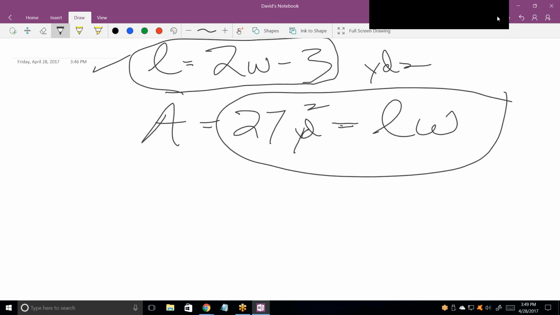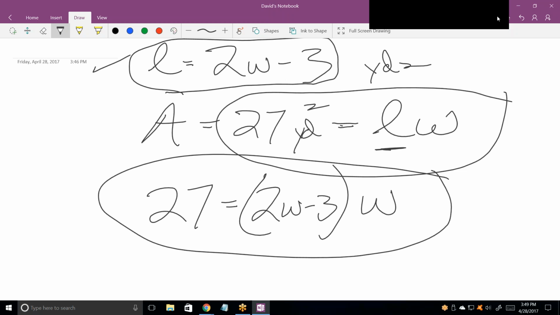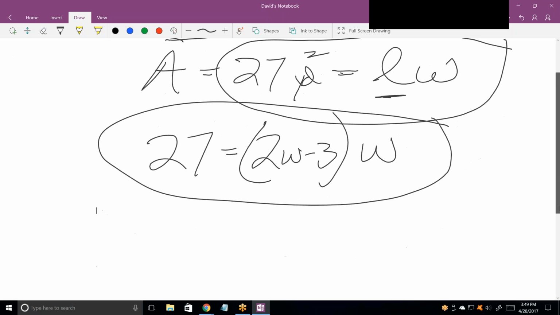So it's really easy to substitute that into the second equation. The second equation is 27 equals LW. Instead of L, I'm going to write 2w minus 3, multiplied by W. Now we're looking at one equation and only one unknown. That means we'll be able to solve it. Might be difficult, but we're going to be able to do it.